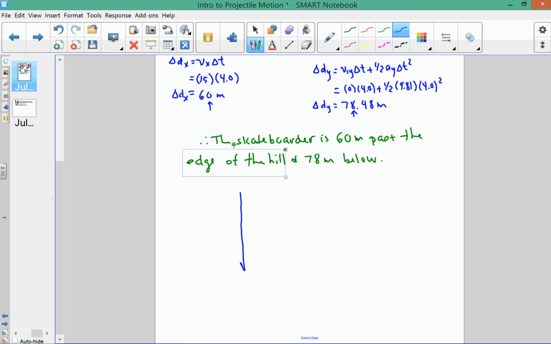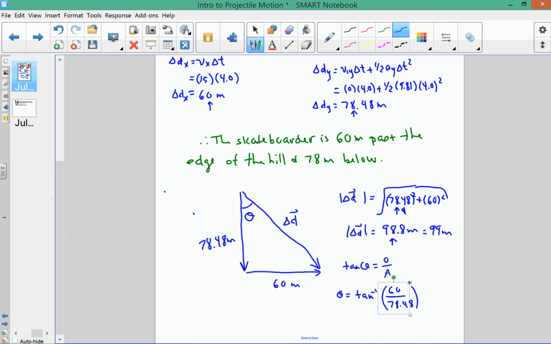However, I also want theta. Tan theta is O over A, opposite over adjacent. So when I calculate theta, I'm interested in 60 divided by 78.48. Notice how I'm not rounding 78.48. So tan inverse of 60 divided by 78.48 gives me, to 2 significant figures, 37 degrees.